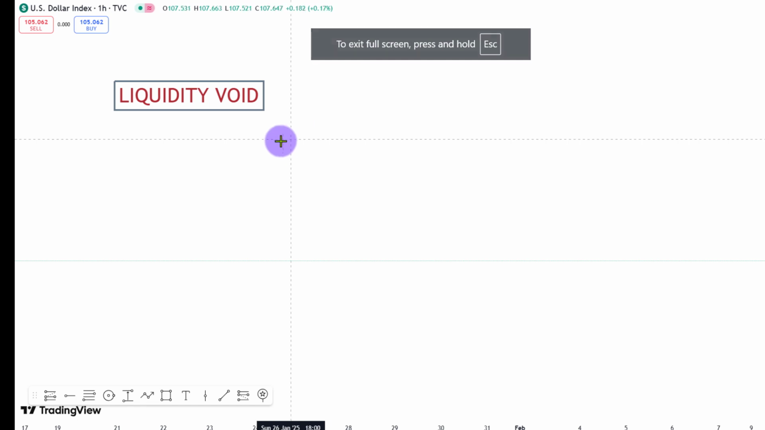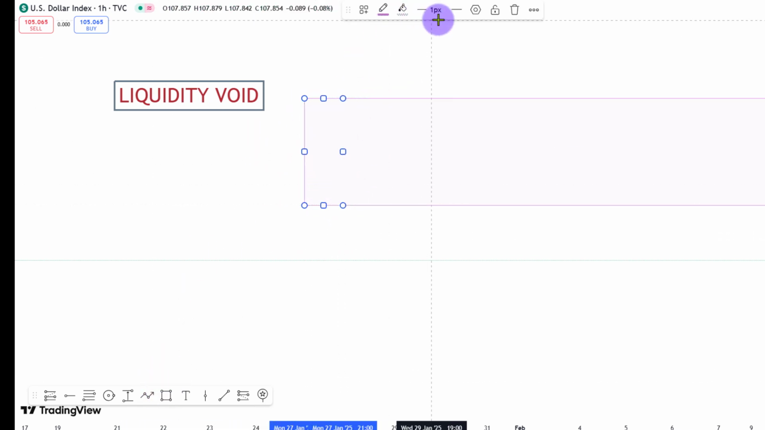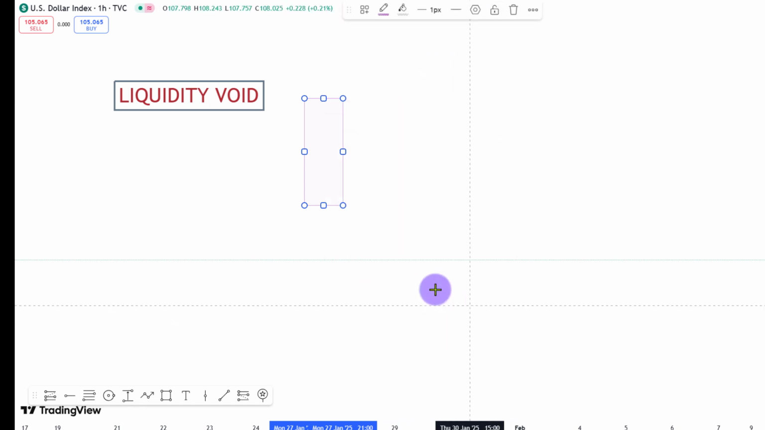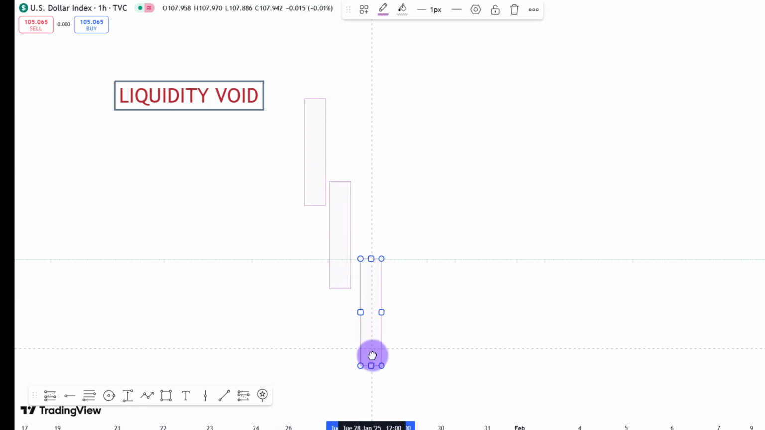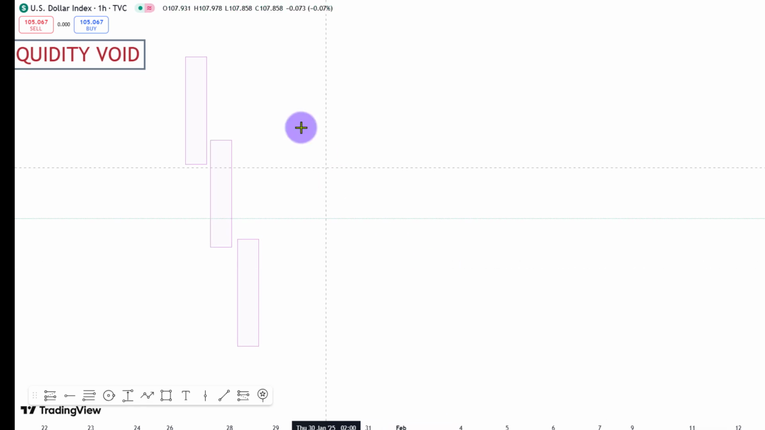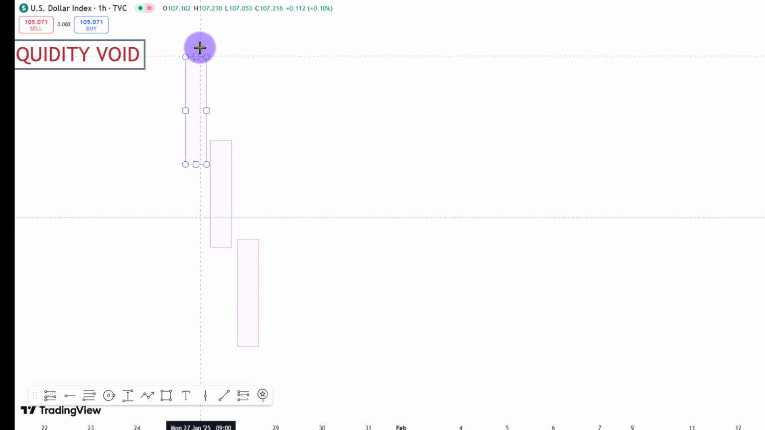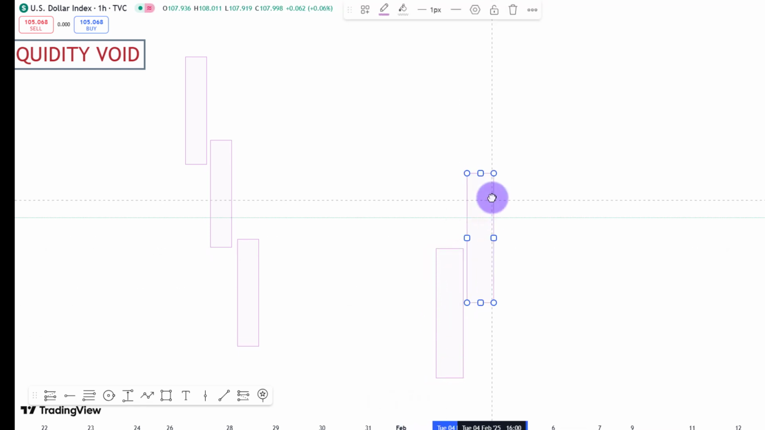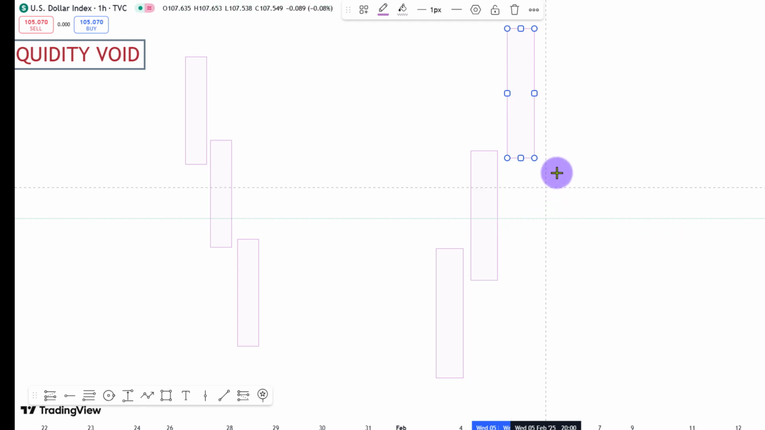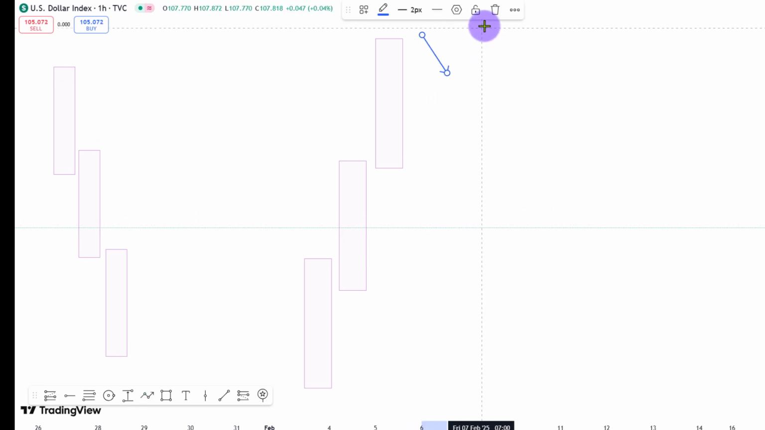A liquidity void is an area in price action where there is only one-sided price delivery. For example, if we see price action create sell, sell, sell, price action has been selling without any opposing buy candle, that is a liquidity void. This is just a type of liquidity void. Then when we see price action creating buy candles, buy candles, buy candles, only buy candles without an opposing sell candle, that is also a liquidity void.